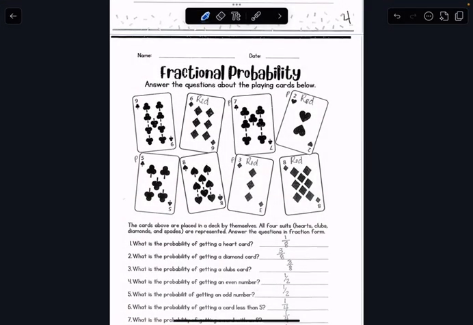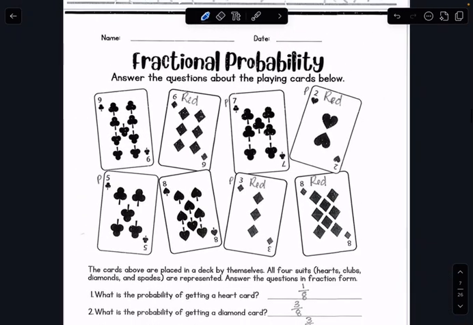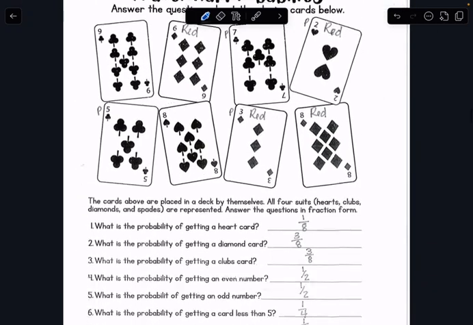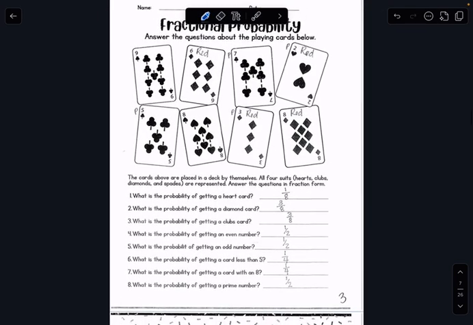All right. So yesterday, in the previous lesson, we talked about some fractional probability. Essentially, if we look at the answer key here, the probability of getting a heart: you'll notice that there is one card that is a heart out of 8 total. So we put 1 over 8. And then the probability of getting a diamond, well, there are 1, 2, and 3 that have diamonds. So we put 3 over 8.